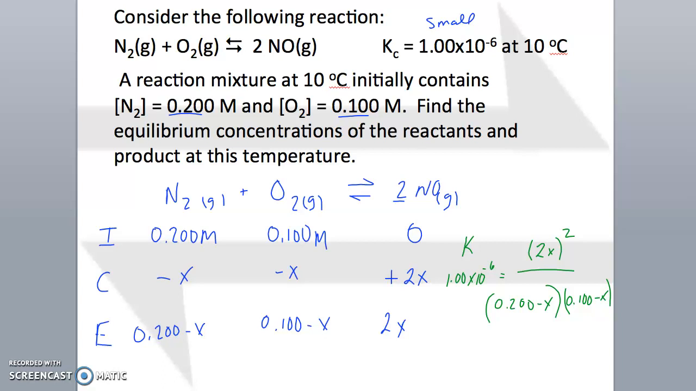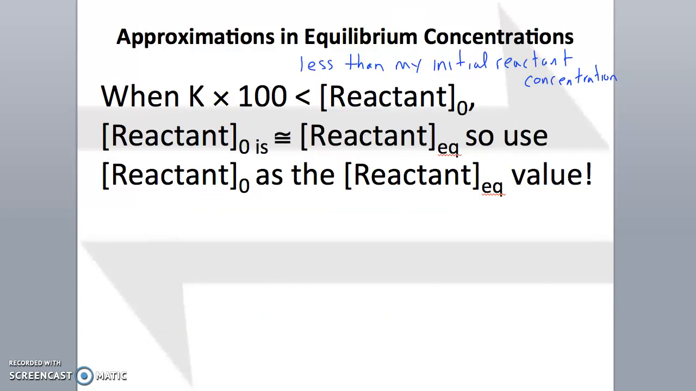Now let's think about that. If the equilibrium is greatly reactant favored, this means that the change would be very small compared to the initial concentration of the reactants. The products, though, start at 0, so any change will be significant to the product. Based on this concept, we can make the assumption that the change in the reactant concentration is insignificant relative to the initial concentration. The rule that we will use to make this assumption is that if the K value multiplied by 100 is less than the initial concentration of the reactants, we can assume that at equilibrium, the reactant concentration will be the same as the initial concentration.